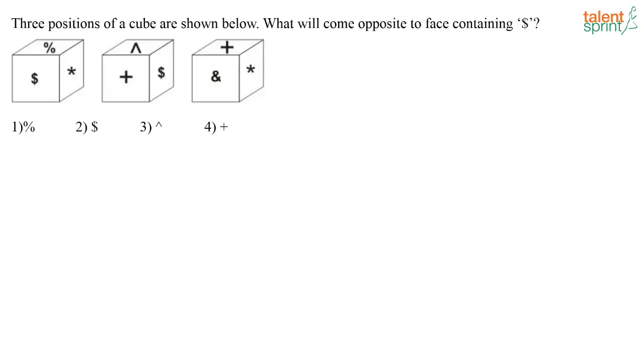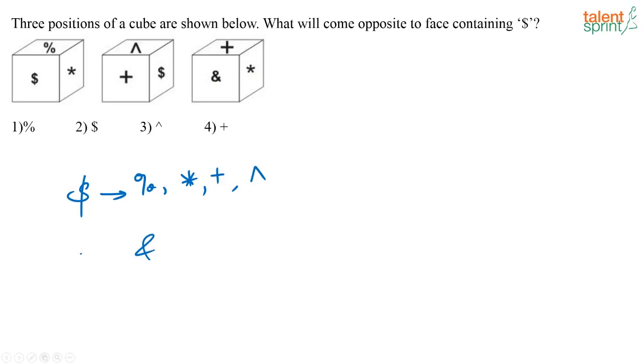Next one. Three positions of a cube are shown below. What will come opposite to the face containing dollar? So again, which are the adjacent faces to dollar? You have percentage, then you have star, then you have plus, and then you have the and symbol. Dollar, percentage, star, plus, and the and symbol. So which will be opposite to dollar? The only one that is left out is the and symbol. So the and symbol will come opposite to dollar.